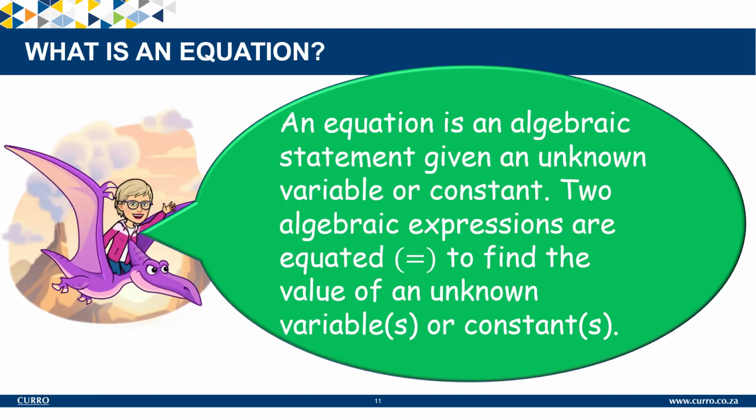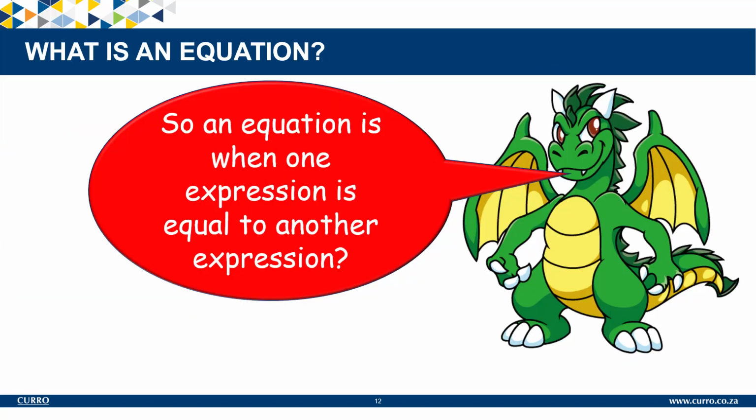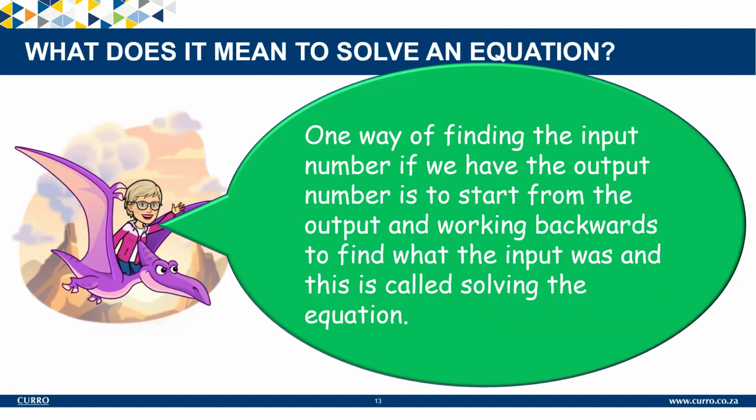So, to summarize, an equation is an algebraic statement with an unknown variable or constant. Two algebraic expressions are equated, in other words, they are equal, to find the value of the unknown variables or constants. So, an equation is when one expression is equal to another expression. Yes, absolutely, Draco. And we use equations so that we can solve for unknown values. So, what does it mean to solve an equation? One way of finding the input number, if we have the output number, is to start from the output and work backwards to find what the input was. And this is called solving an equation.